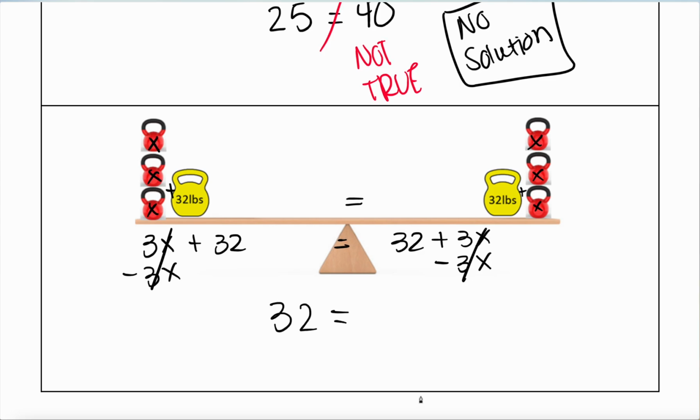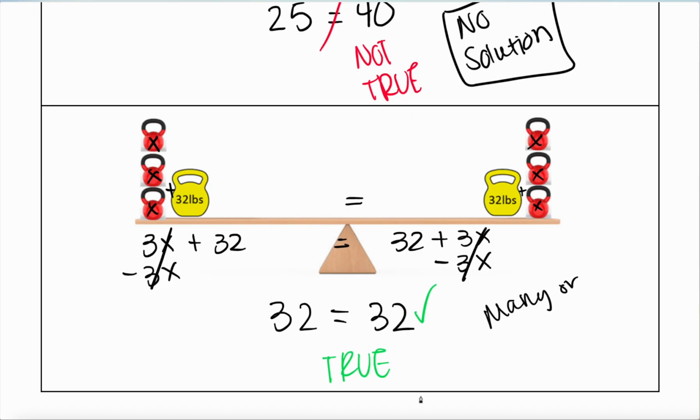I am left with 32 is equal to 32 though this time. So I have the same number set equal to itself, which I know is true. 32 is the same or equivalent to 32. So this is a true statement, unlike before or above. So if we go through and our variables cancel out and it gives us a true statement, we call this a many or an infinite solution.